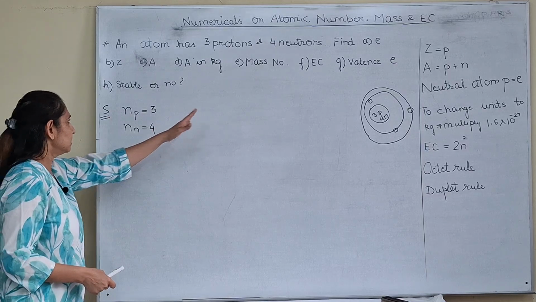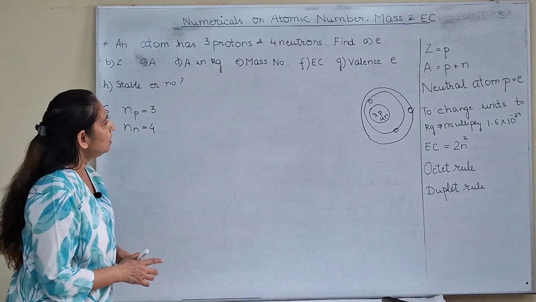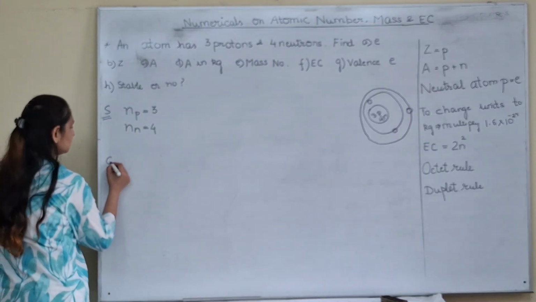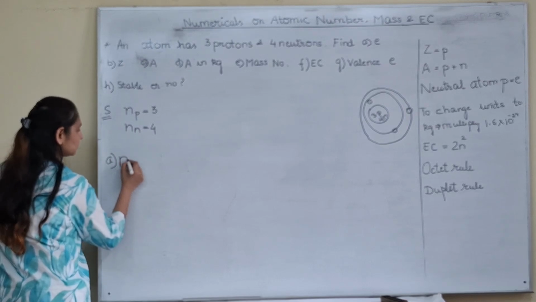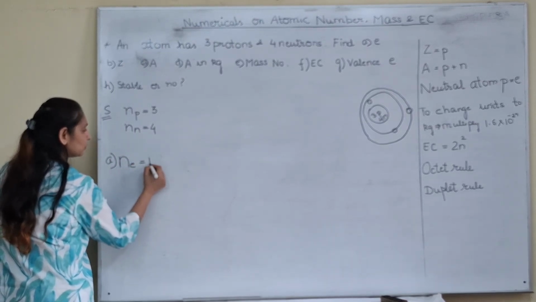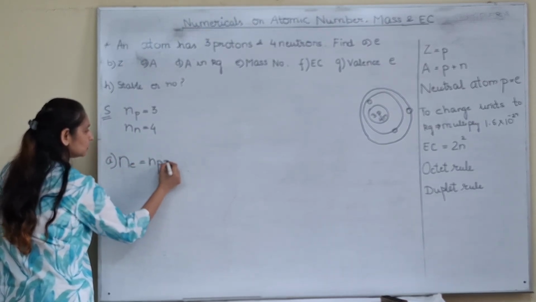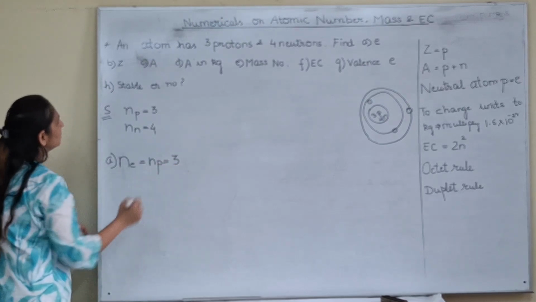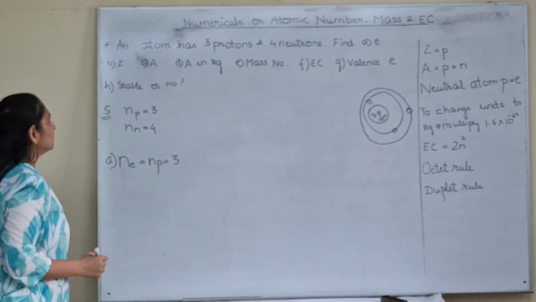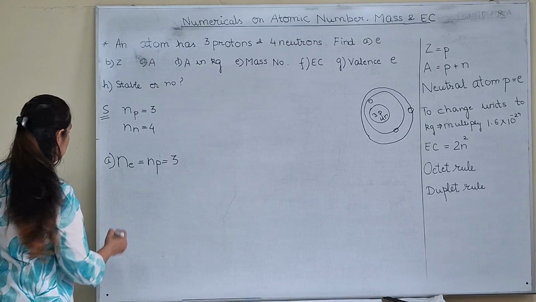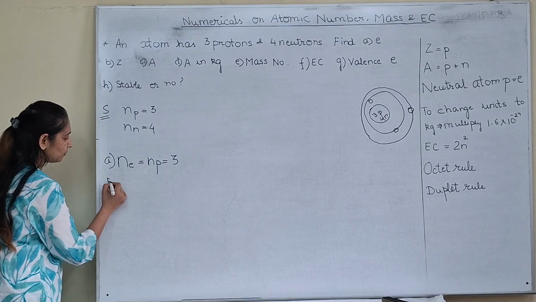Okay, now so we made a brief idea. Now let's start answering the parts. So first, they are asking number of electrons. Obviously it is equal to number of protons. It is equal to 3. Okay. Next they are asking atomic number. What is the definition of atomic number?